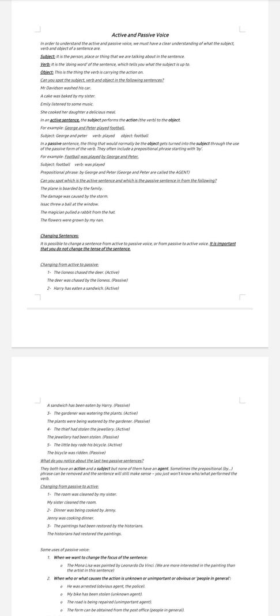Harry has eaten a sandwich. This is present perfect. I'm going to start with my object, right? A sandwich has been eaten by Harry. Now, whenever you have one of the perfect tenses, "been" appears in your passive sentence. Okay, so a sandwich has been eaten by Harry. So Harry, who was my subject in my first sentence, now changed into what? My agent. And sandwich, which was my object in the first sentence, changed into my subject here.